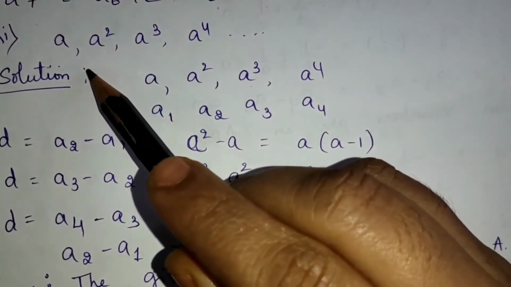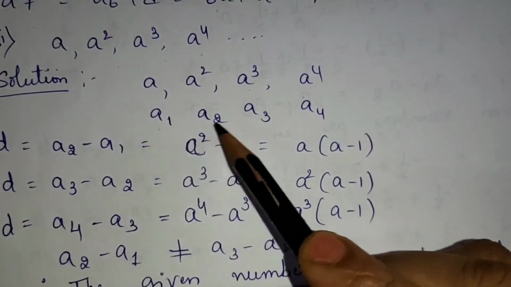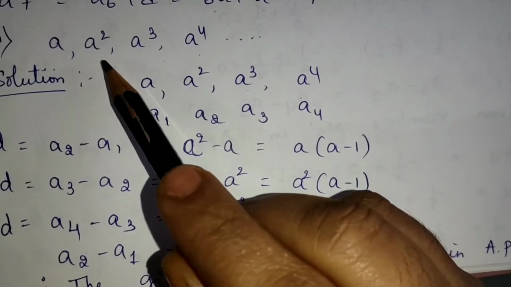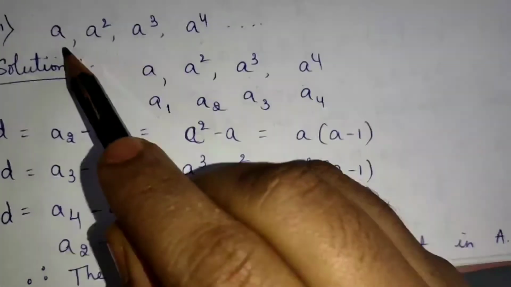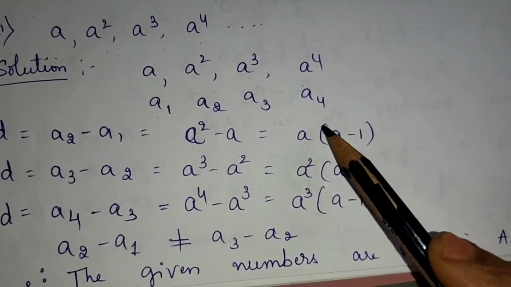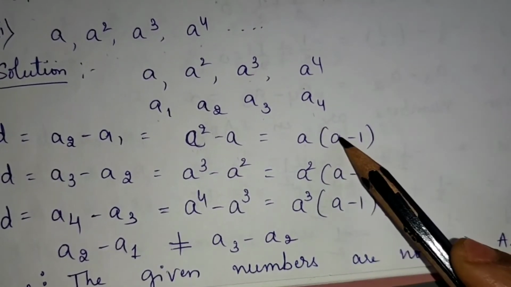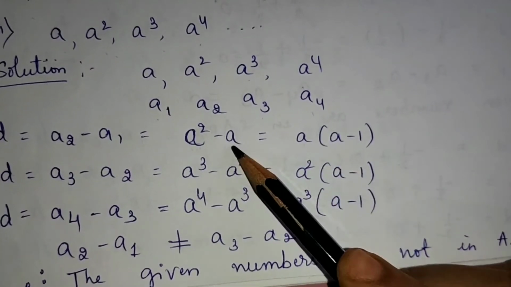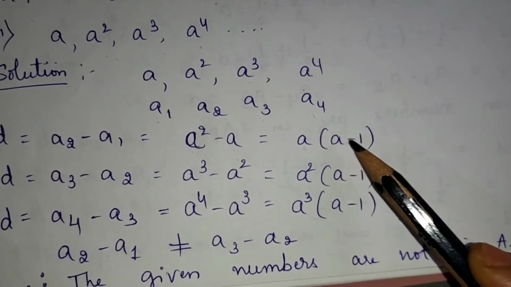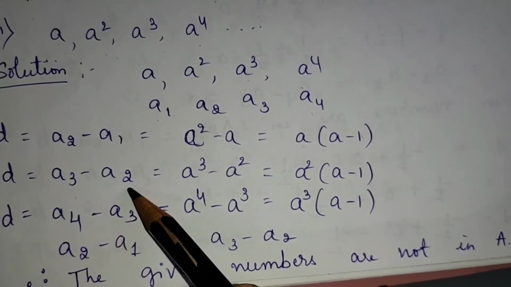11th question, that is a, a square, a cube, a4. Write the pattern and write it as a1, a2, a3 and a4. Find the common difference of second term minus first term. Second term is a square, first term is a. Now what you have to do? Take a as a common. If you take a as a common, a square is left with a and a is already taken out. Then it will be a into a minus 1.